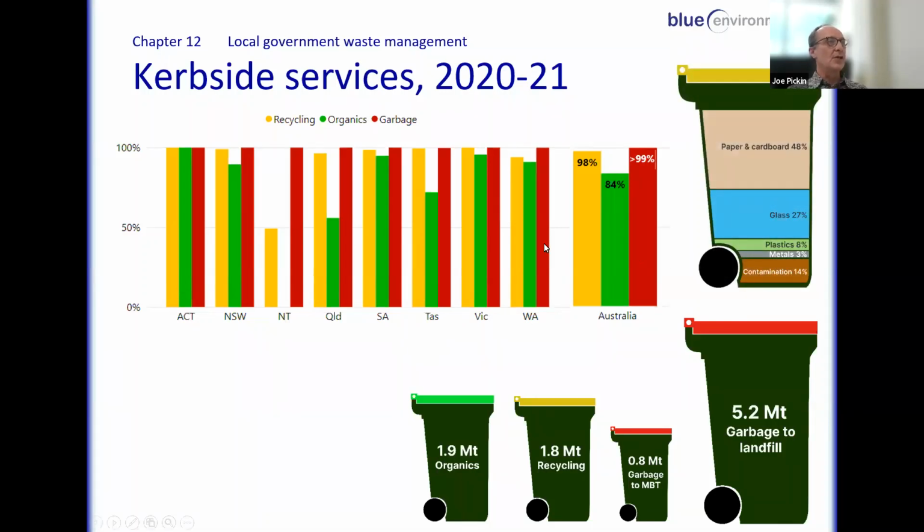This is an average composition of the recycling stream. It's still got about half of it is paper and cardboard, a quarter of it is glass, and the rest is bits and pieces.